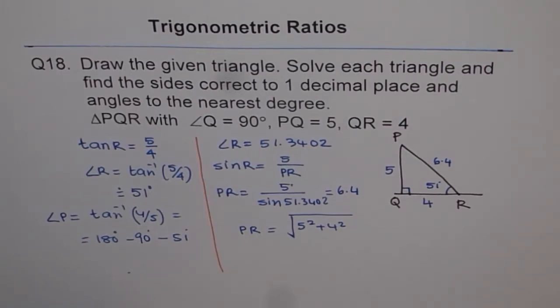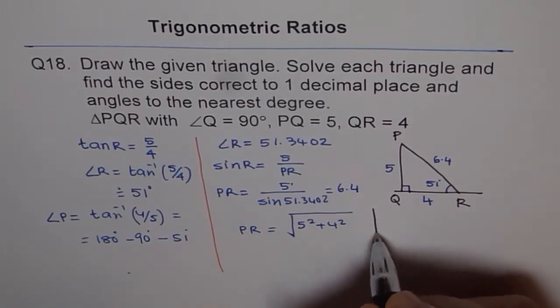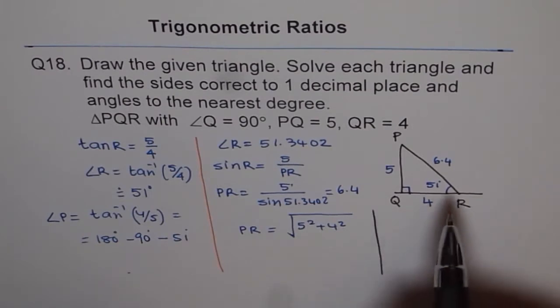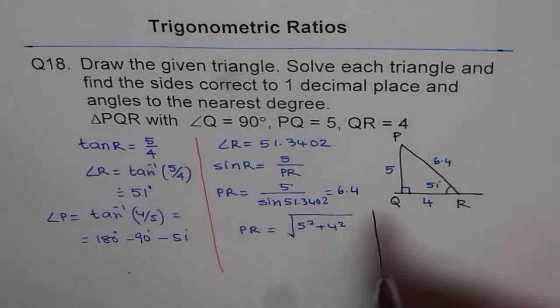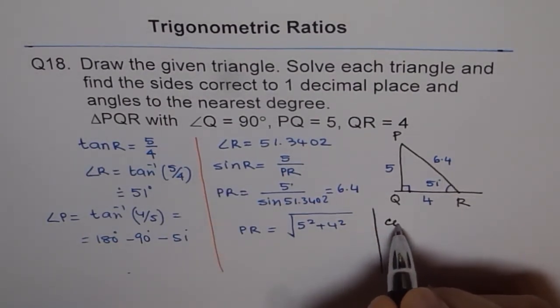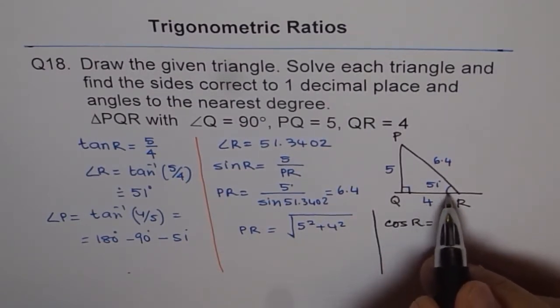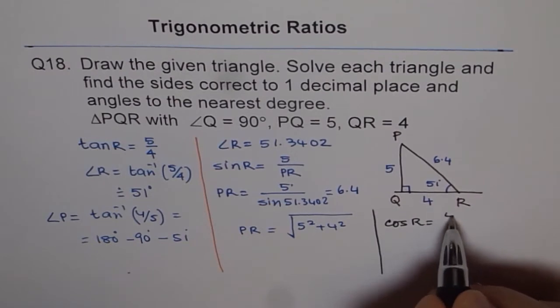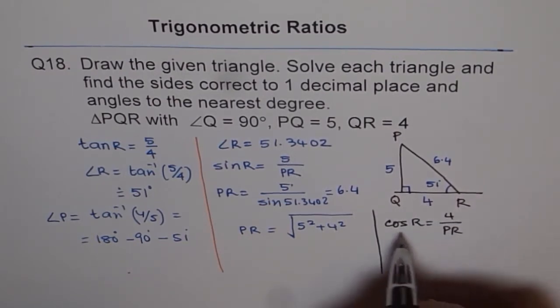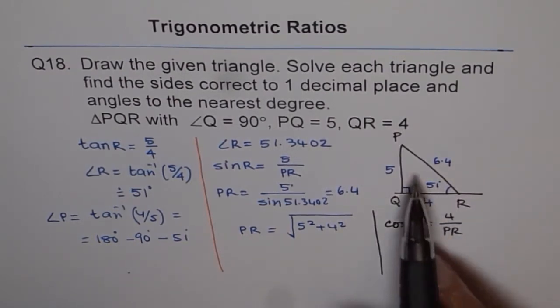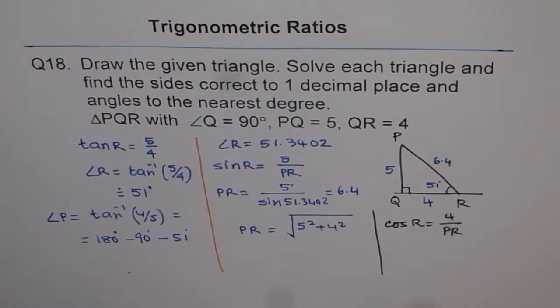Now to test out the result, instead of sine, use cosine R. You can find what cosine R is. Cosine R will be 4 over PR, and you can use this ratio to find what PR is. You should get the same value, correct? So that's the whole idea. It's kind of a practice for you. Try to solve the problem in different ways, okay?